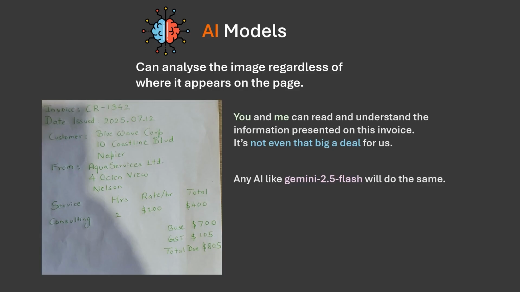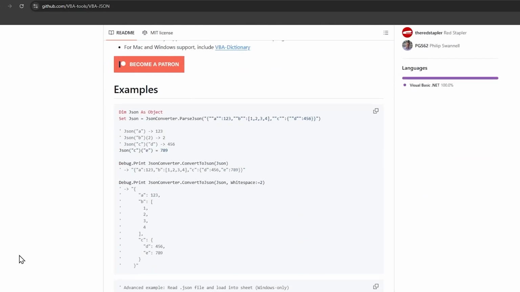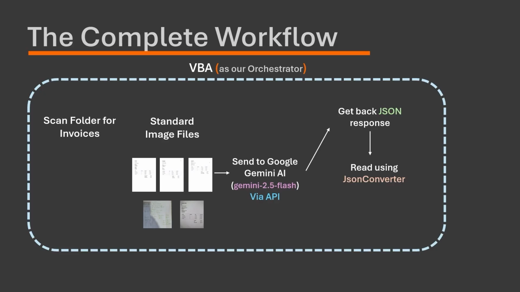And we will use the Gemini 2.5 Flash model because it's fast, affordable, and excellent at understanding visual documents. Now, Gemini will send the structured information back to us in a format called JSON, which is short for JavaScript Object Notation. Since VBA can't read JSON by default, we use a free library called JSON Converter, which is again something you'll need to download from GitHub to make this project work. This tool acts as a translator, allowing our code to easily access the data fields returned by the AI, like invoice number and total.